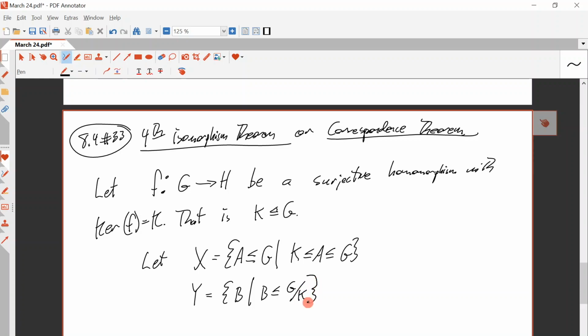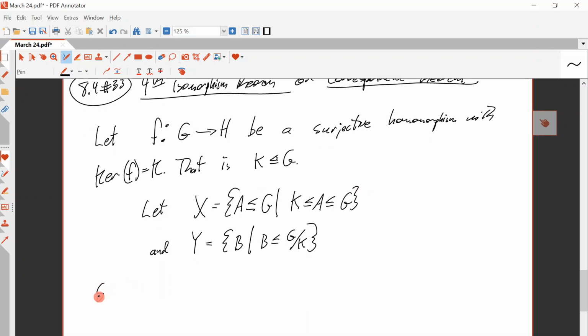Okay. So X is the set of all subgroups of G that contain K itself, and Y is the set of all subgroups of G mod K. Show there's a bijection from X to Y.